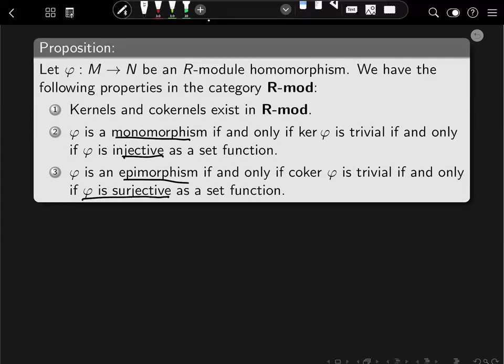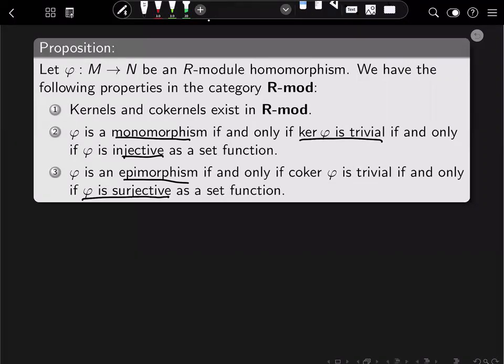And injectivity and surjectivity is just the way that we understand them classically in terms of sets in the category of sets. Now, the property that we're most familiar with is that if the kernel is trivial, then we're injective. And if we're injective, then the kernel is trivial. And the same thing with the cokernel. If the cokernel is trivial, then phi is surjective as a set function. These are proofs that we've seen before. But the more interesting stuff, which we will show, is that they're actually equivalent to being epimorphisms and monomorphisms.